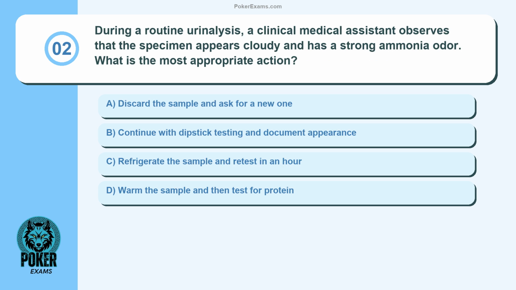Question 2. During a routine urinalysis, a clinical medical assistant observes that the specimen appears cloudy and has a strong ammonia odor. What is the most appropriate action? Discard the sample and ask for a new one. Continue with dipstick testing and document appearance. Refrigerate the sample and retest in an hour. Warm the sample and then test for protein.